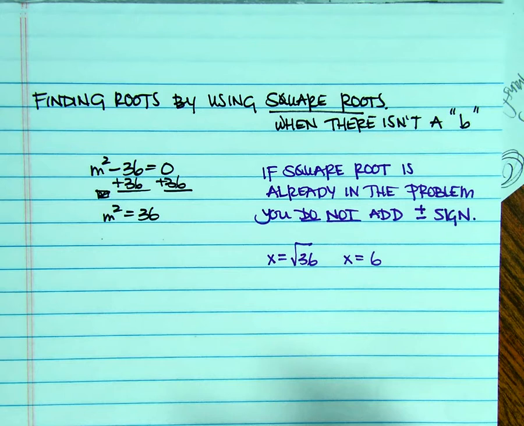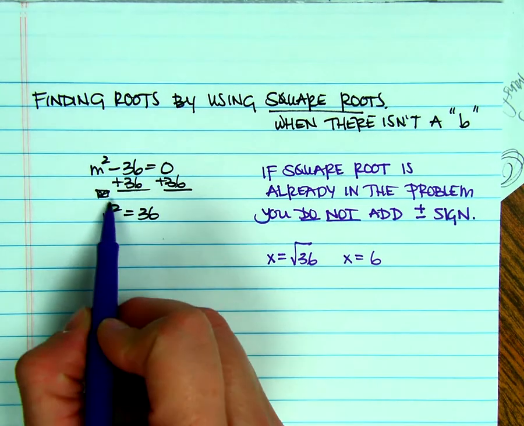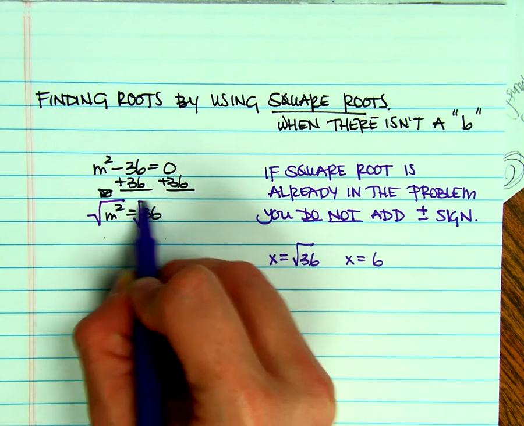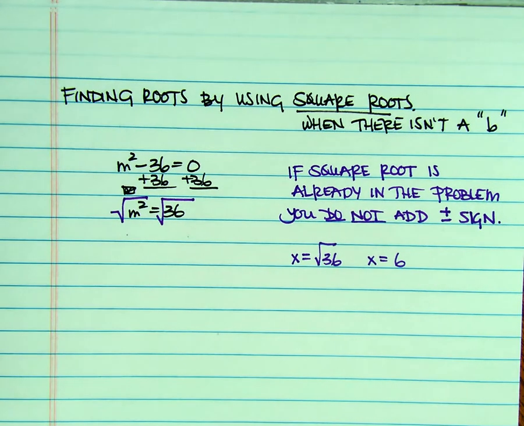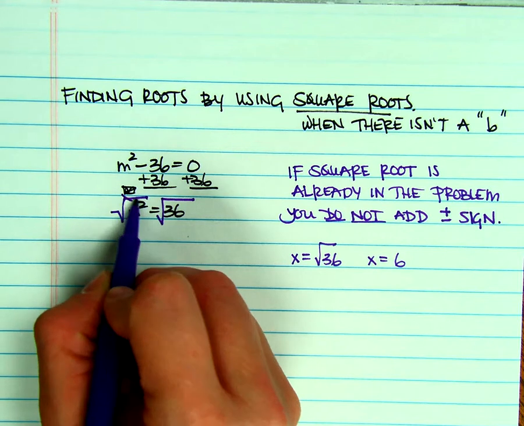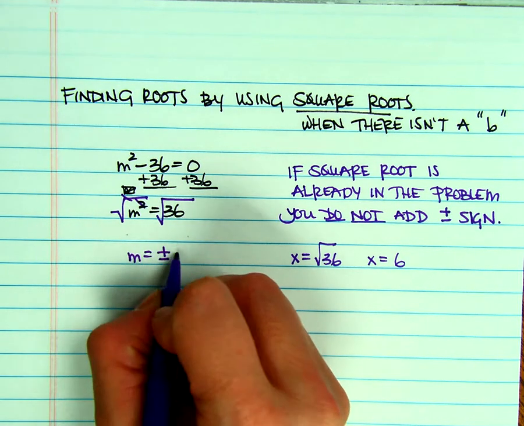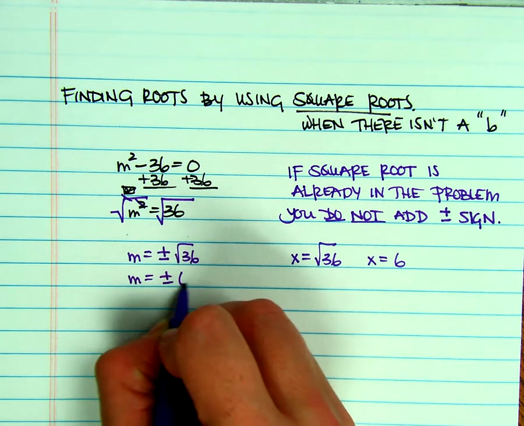But in this problem, we do not have a square root. We need to solve for m by taking the square root of both sides. So if you have to add the square root, then you also have to add the plus or minus sign. So the square and square root cancel each other out. So m equals plus or minus square root of 36. And you end up with plus or minus 6.